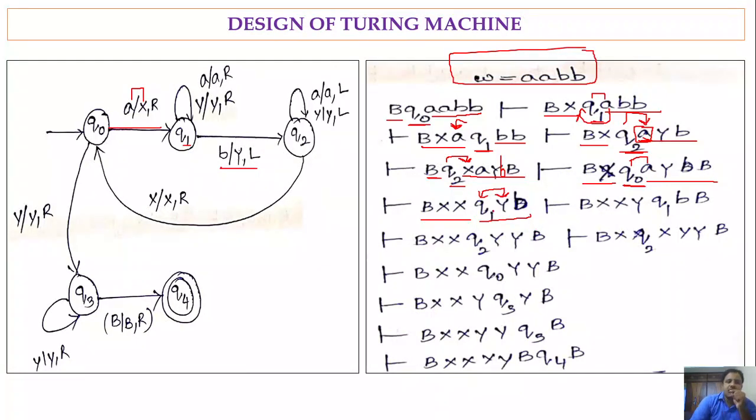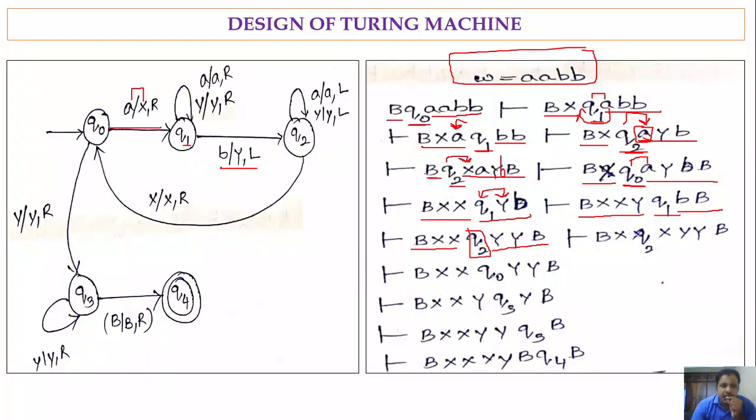If we get Y in Q1, keep that Y as it is and move the head towards right. So we'll get BXXY. The state will be Q1 itself and the next input to be processed is capital B. In Q1, if we get B, replace that B with Y, move from Q1 to Q2 and move the head towards left. Since we are moving the head towards left, we will get BXX. What is the state? Q2. Next to be processed is YYB.